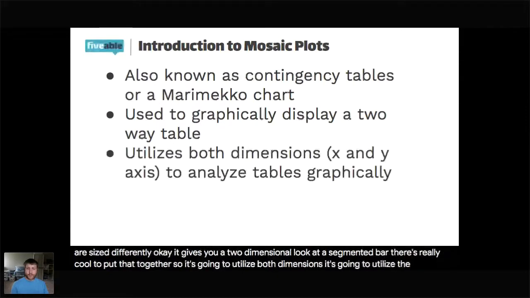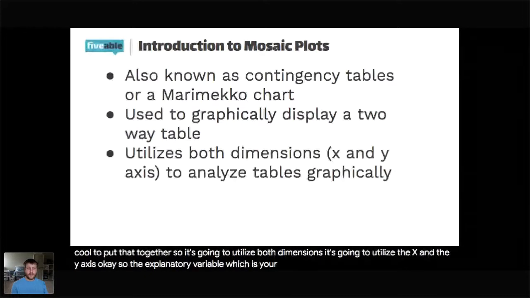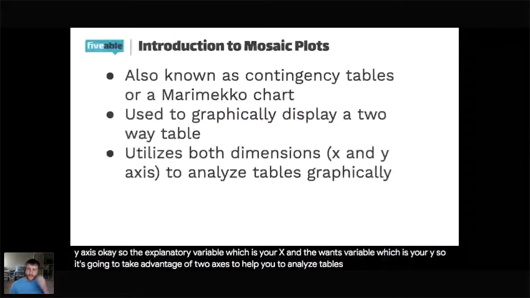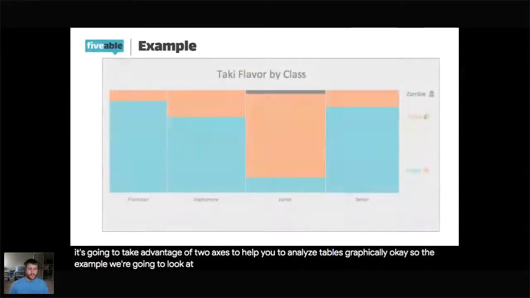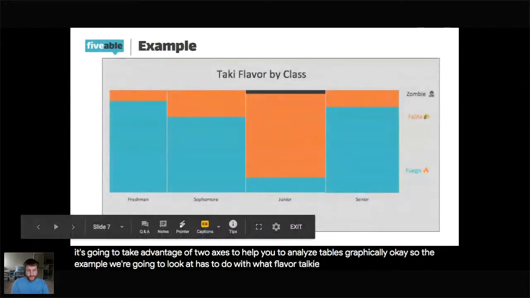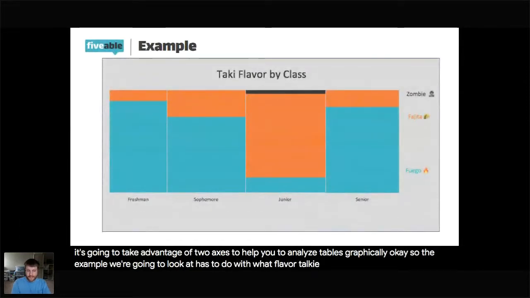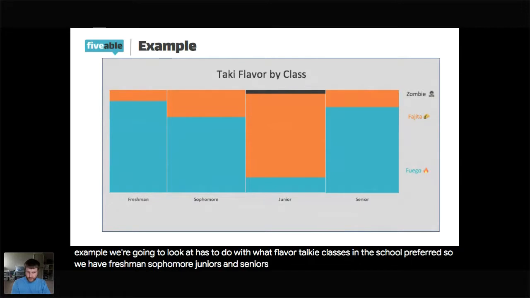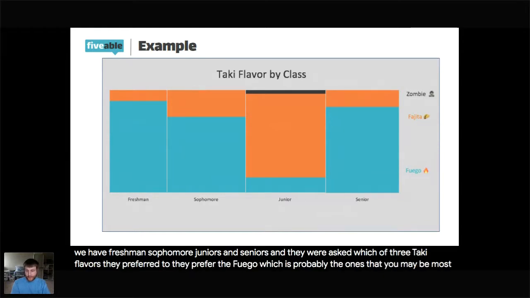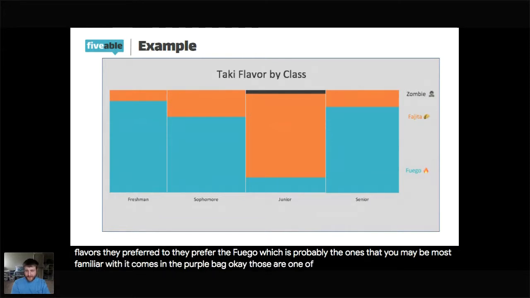The explanatory variable is your x, and the response variable is your y. So it's going to take advantage of two axes to help you analyze tables graphically. The example we're going to look at has to do with what flavor Takis certain classes in a school preferred. We have freshmen, sophomores, juniors, and seniors, and they were asked which of three Takis flavors they preferred. Did they prefer the Fuego, which is probably the one you may be most familiar with? It comes in the purple bag. Those are one of my favorites.